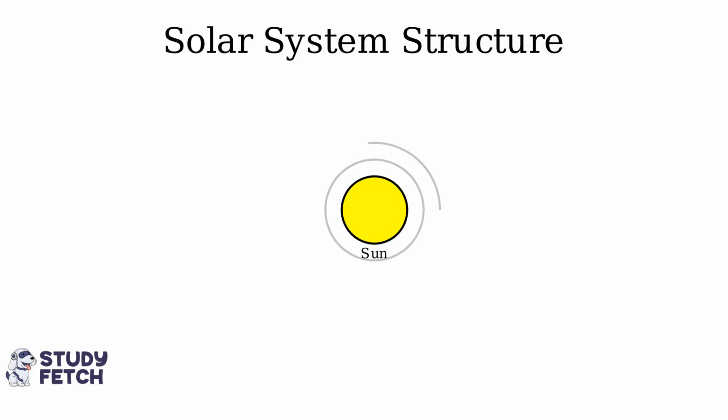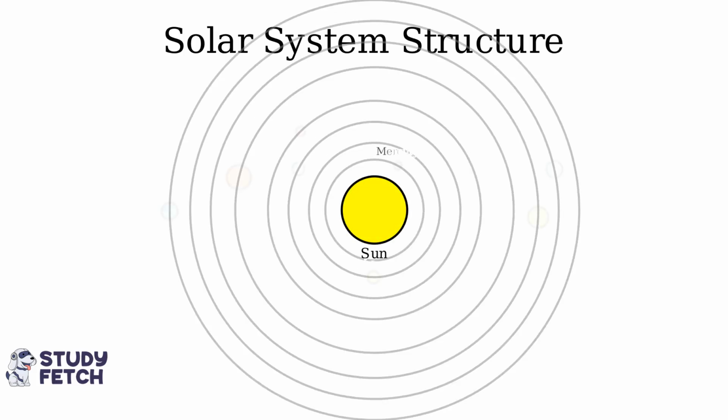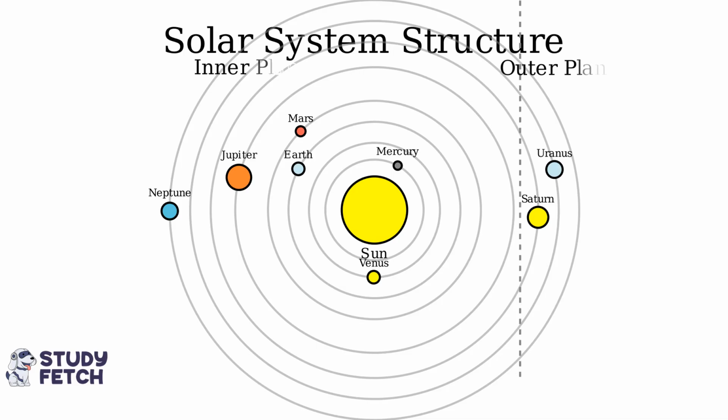Our solar system consists of the Sun at its center, with 8 planets orbiting around it in different paths. The solar system is divided into inner planets, which are rocky and relatively small, and outer gas giants, which are much larger.